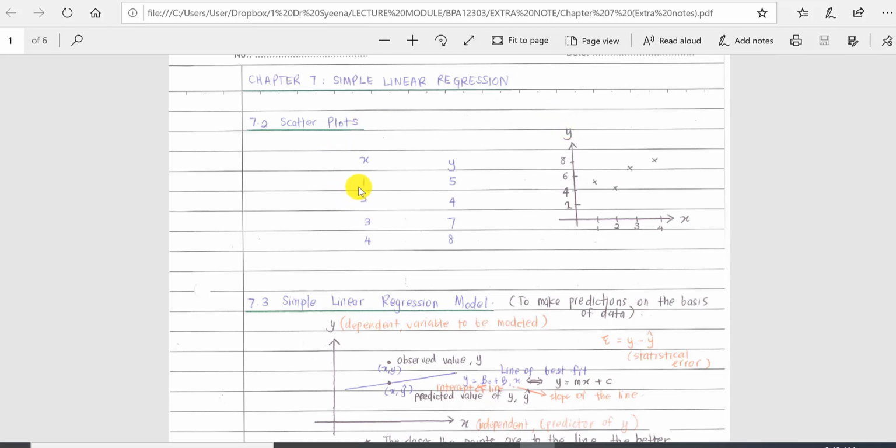So for this example, we have the value of x, then your y becomes 5. So 5 is here. When your x is 2, your y is 4. When your x is 3, then your y is equal to 7. When your x is 4, then your y is equal to 8.